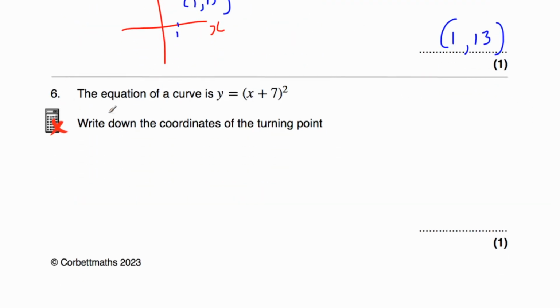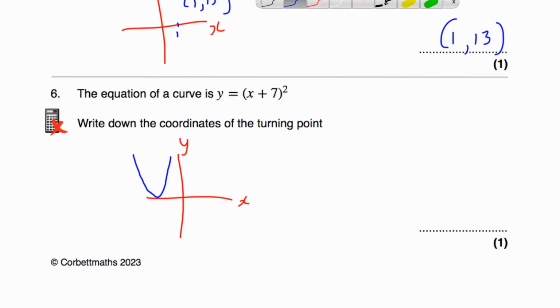So question 6 says the equation of a curve is y equals (x plus 7) squared. Write down the coordinates of the turning point. So again, let's do our sketch. So we've got our x and y axis, and there's our sketch of y equals x squared. Now here you can see we've got x plus 7, so we've got plus 7 inside the brackets. That's going to translate the graph 7 squares to the left. So it's going to move over here.